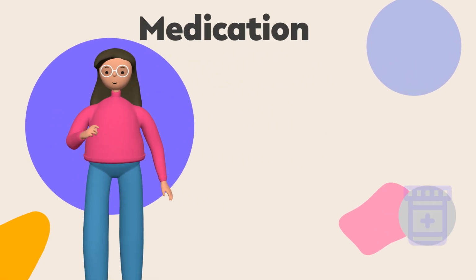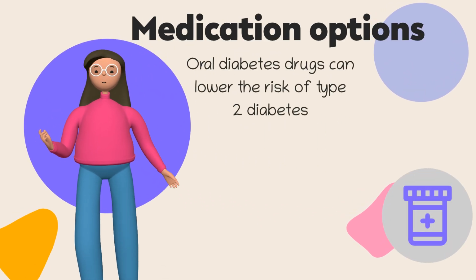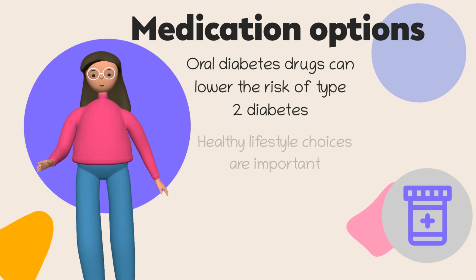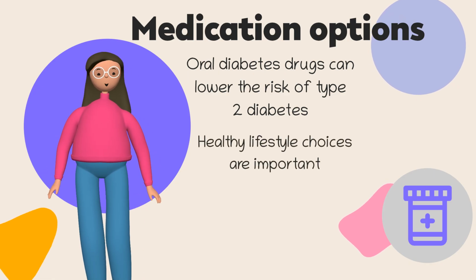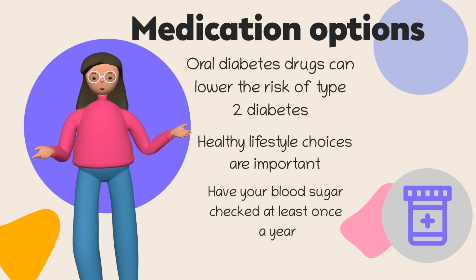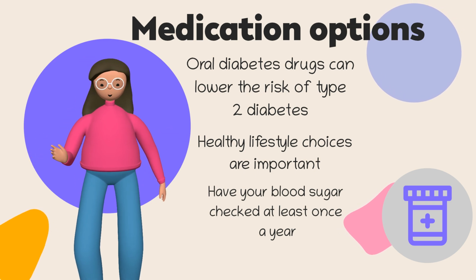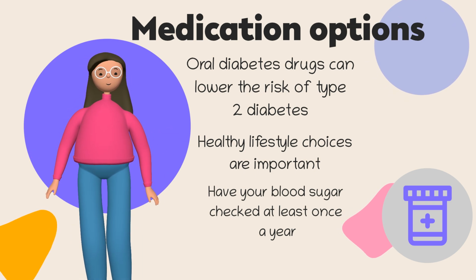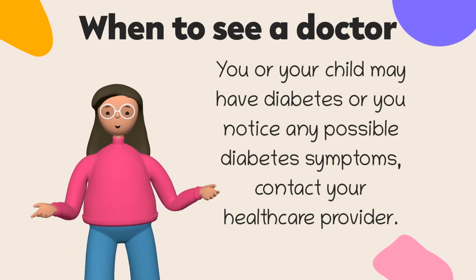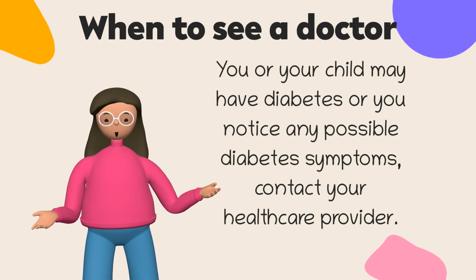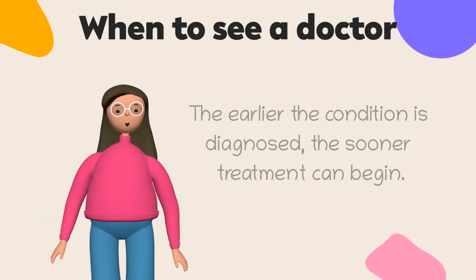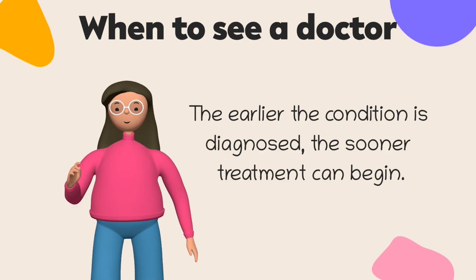Sometimes drugs are an option. Oral diabetes drugs, such as metformin, may lower the risk of type 2 diabetes. But healthy lifestyle choices are important. If you have prediabetes, have your blood sugar checked at least once a year to make sure you haven't developed type 2 diabetes. If you think you or your child may have diabetes, or if you notice any possible diabetes symptoms, contact your healthcare provider. The earlier the condition is diagnosed, the sooner treatment can begin.